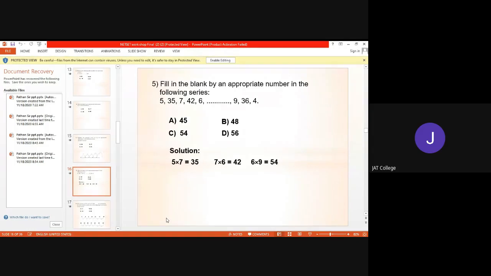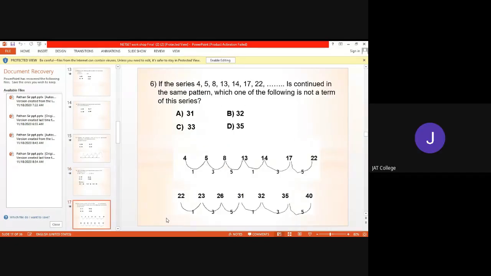Okay. 6 into 9 gives rise to what? 54. Okay. 9 into 4, 36. So in this way, what is the correct answer here? C. 54.